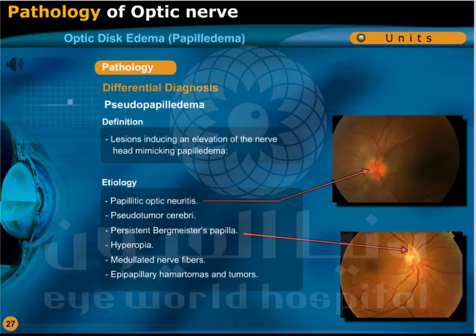Differential diagnosis of papilledema. Pseudopapilledema. Lesions inducing an elevation of the nerve head mimicking papilledema, as occurring in papillitic optic neuritis, pseudotumor cerebri, persistent Bergmeister papilla, hyperopia, myelinated nerve fibers, epipapillary hamartomas and tumors.